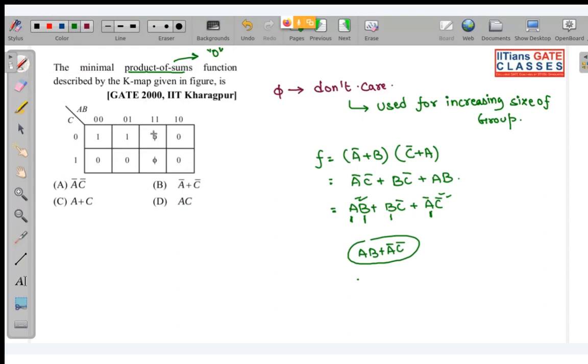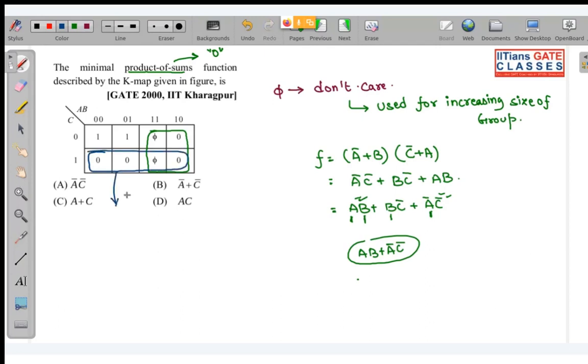But that doesn't mean we are going to make an individual group for this don't care. No. Don't care, we are not going to make individual group. We are only going to use don't care for increasing the group size. So previously we were making a group like this and this. Now if I take this don't care into consideration, I can increase the group size from a group of 2 zeros to a group of 4 zeros like this, and one more group I can make. Previously it was a group of 2 zeros. Now I can make it a group of 4 zeros.